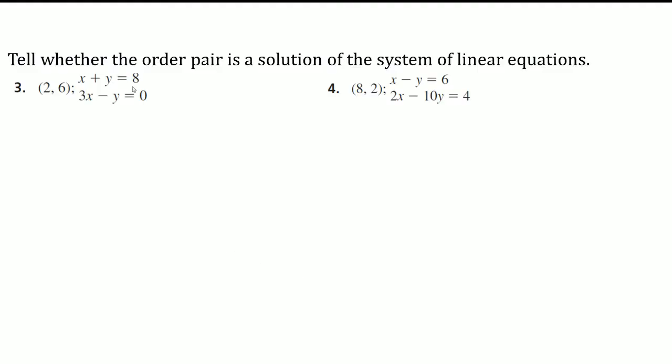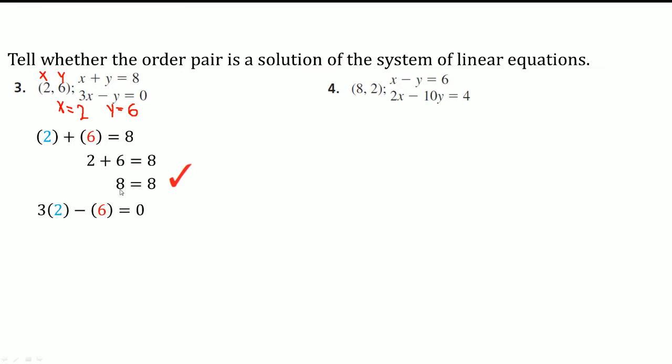So let's take a look. Number 3: tell whether the ordered pair is a solution to this system. So you're checking x equals 2 and y equals 6. Please understand that x is right here, y is right here. Plug it in: 2 goes here, 6 goes to y, and see if that equals 8. On the left side, 2 plus 6 does become 8. See how it comes straight down. So yes, that works. 8 does equal 8.